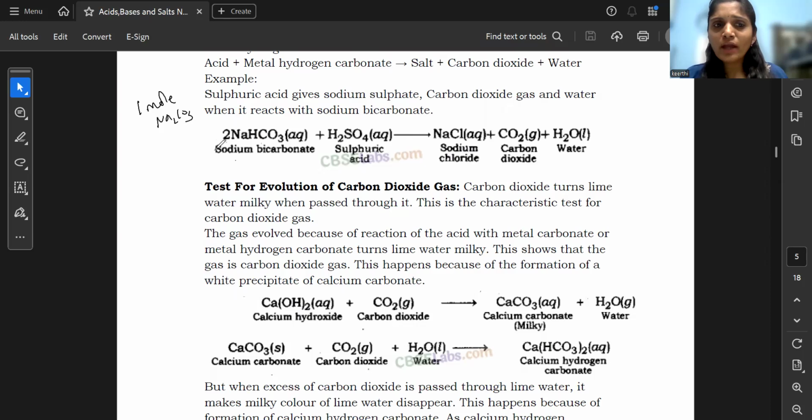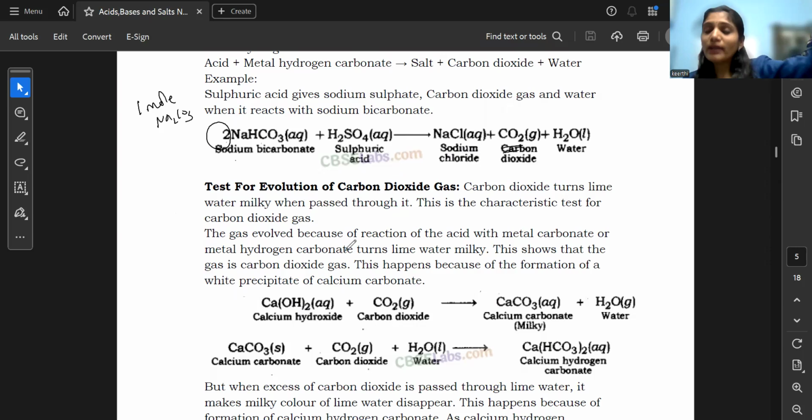Okay, here I am taking 2 moles of bicarbonate. That is the only difference. Remaining everything will remain the same. Now in both the reactions, of sodium carbonate with acid and of sodium bicarbonate with acid, what is the gas being produced? Carbon dioxide gas. Now we have to test for the evolution of carbon dioxide gas.